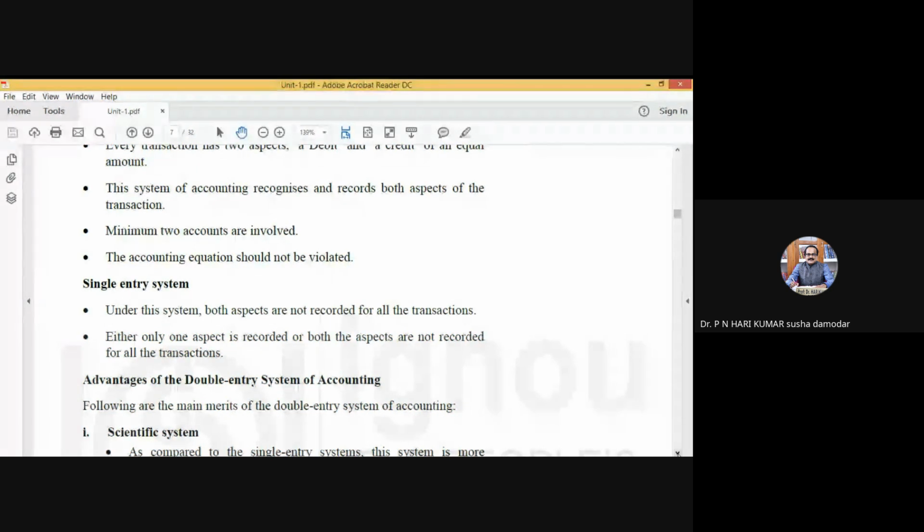If you do not record these two aspects, or if you record either one of the elements, this is called a single entry. So the double entry principle clearly follows the two aspects of every business transaction, every economic event, every cash transaction. But such dual aspects cannot be seen in the single entry system. So that's the difference between single entry and double entry. That is very important for your examination.